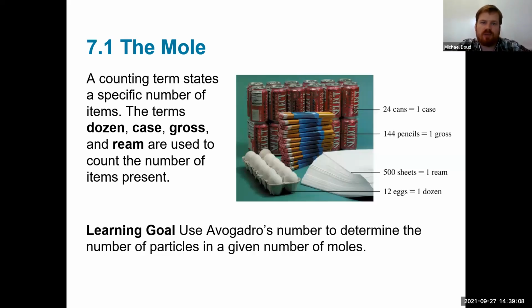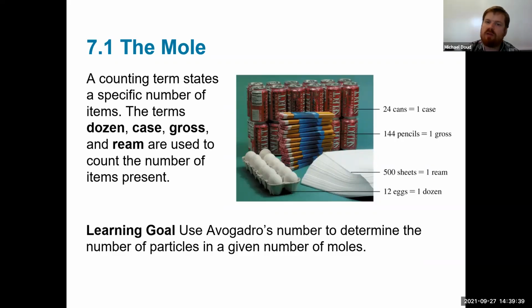This week we're starting chapter 7 on the mole and mole relationships. So it's a new type of mole that you probably haven't heard of before, but this mole is going to be a really useful way to describe large numbers of atoms in a sample of a compound. For example, if you have a gram's worth of something, the number of atoms that you actually have is enormous because atoms are so small.